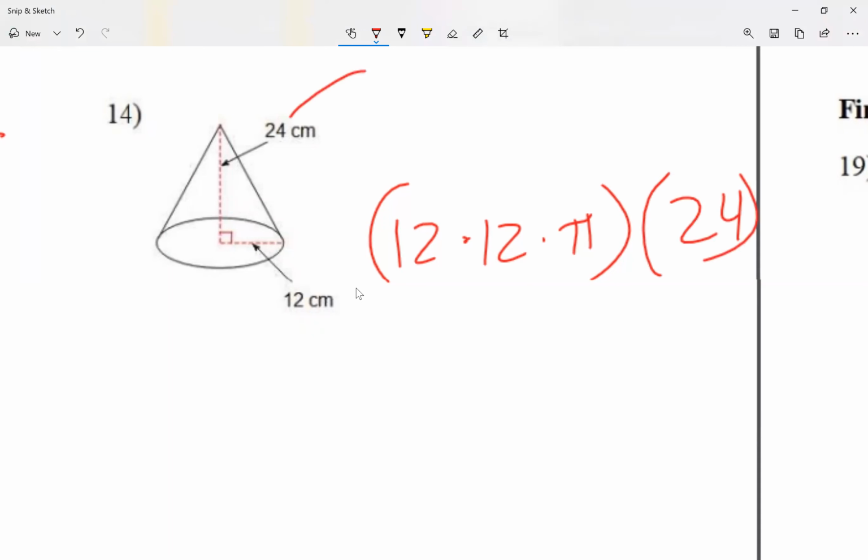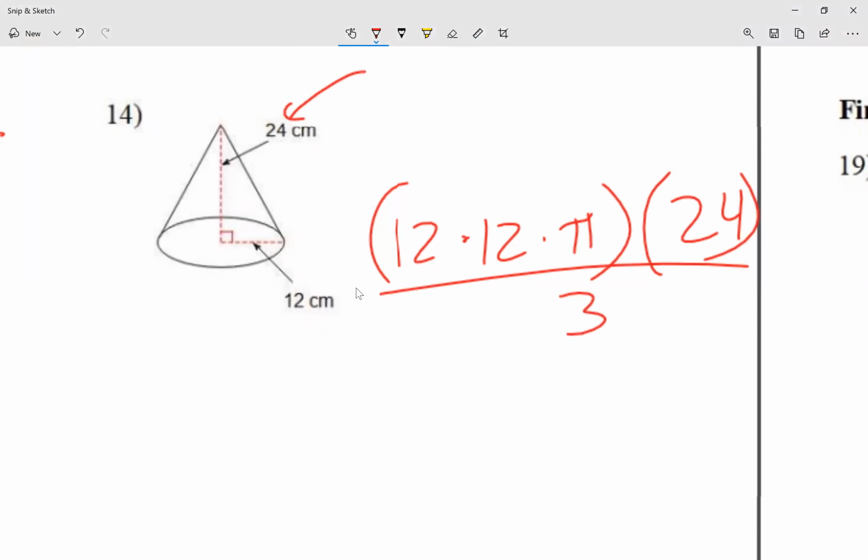Right, I'm looking at the height. This is right here, 24. And whatever I get, I'm going to divide this by 3. Again, don't forget dividing it by 3. So 12 times pi. I'm using the symbol pi. I'm not using 3.14. I'm using the key pi.